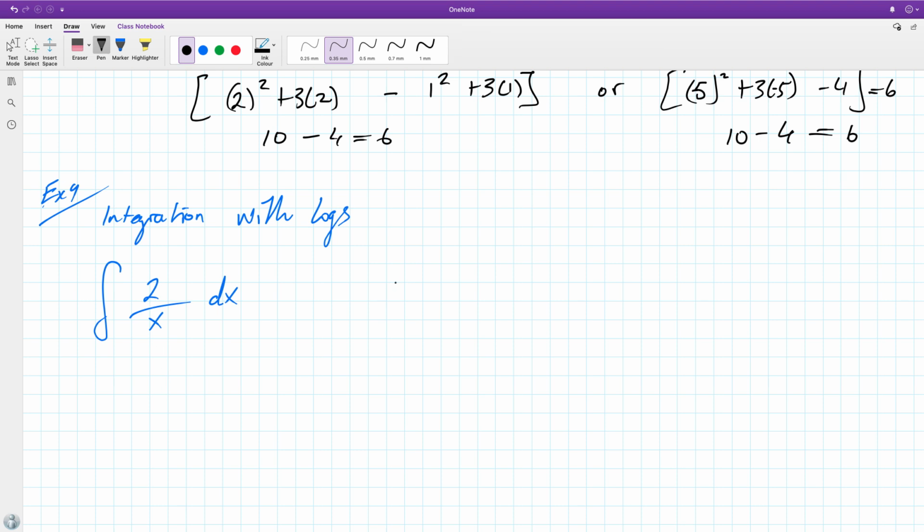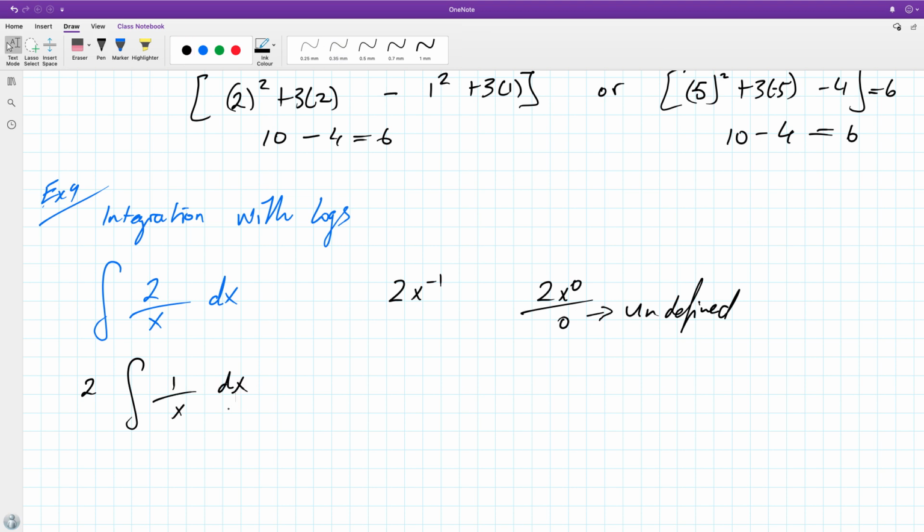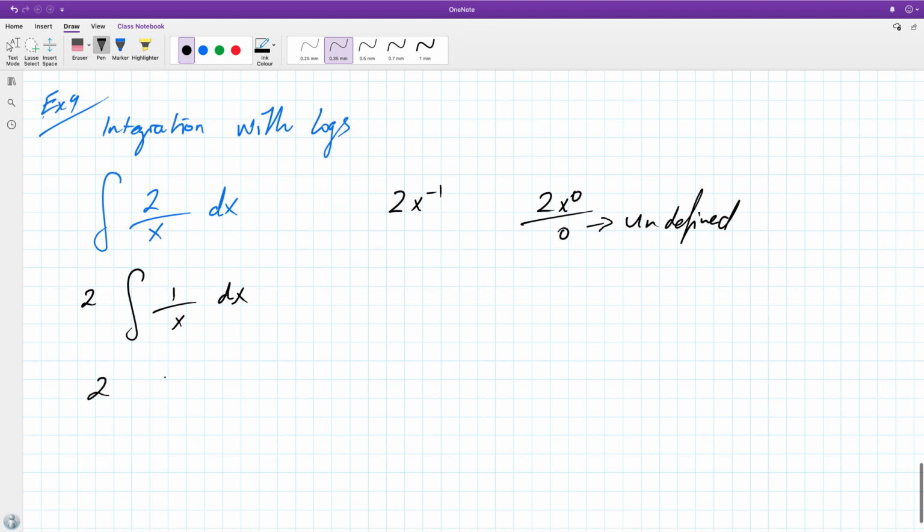If you bring this up, so the reason this won't work is you have 2x to the power minus 1. If you try to increase that, you're going to be left with 2x to the power 0 over 0, which can't happen. It's undefined. That's why we can't bring it up. So what we must do is take out a 2 to the outside, and we integrate 1 over x dx. That's 2 times the integration of 1 over x, which is simply the ln of the absolute value of x plus c. So it's 2 ln of x plus c. And that's the answer there.